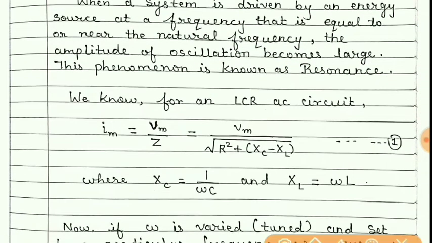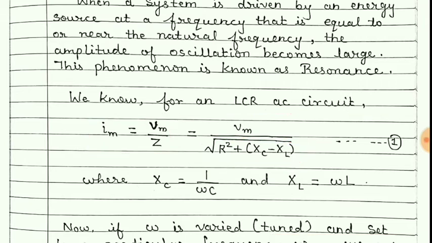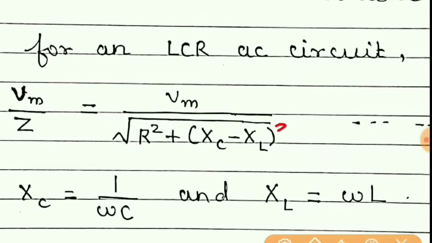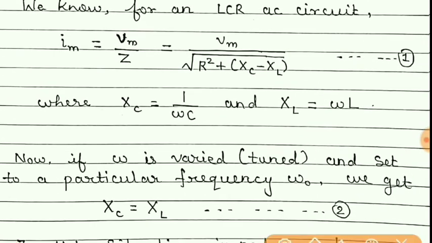Now students, we know that for an LCR AC circuit, the maximum current is given by this formula, Im equals Vm upon Z, where Z is the root of R square plus (Xc minus XL) whole square. Here there should be a square, it is a printing mistake. This is the value of Z, where Xc is 1 upon omega C, and XL is equal to omega L.